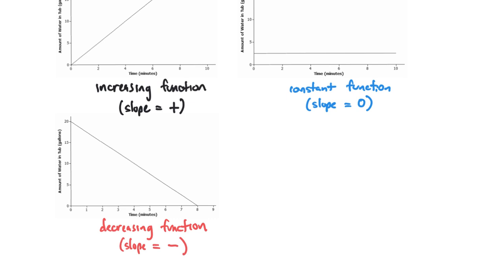Slope is negative. And remember, your slope is the same thing as your rate of change. So when you're looking at your functions, slope and rate of change are the exact same thing. That's it. Pretty simple.